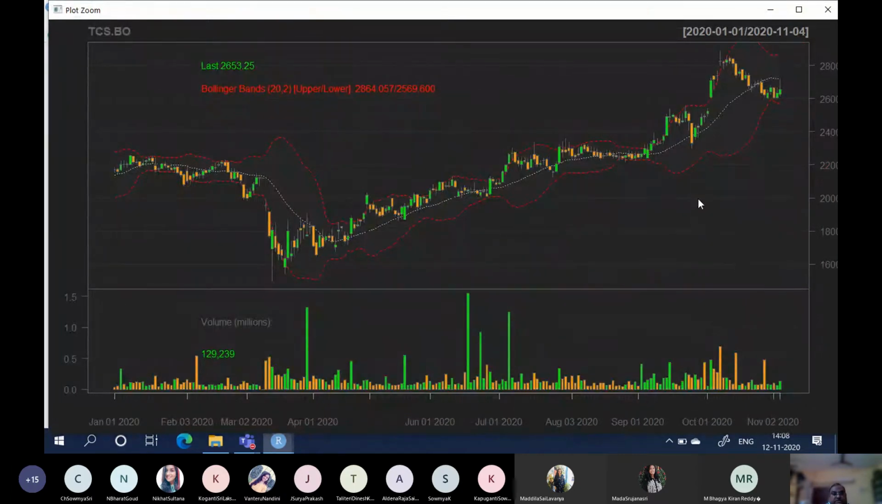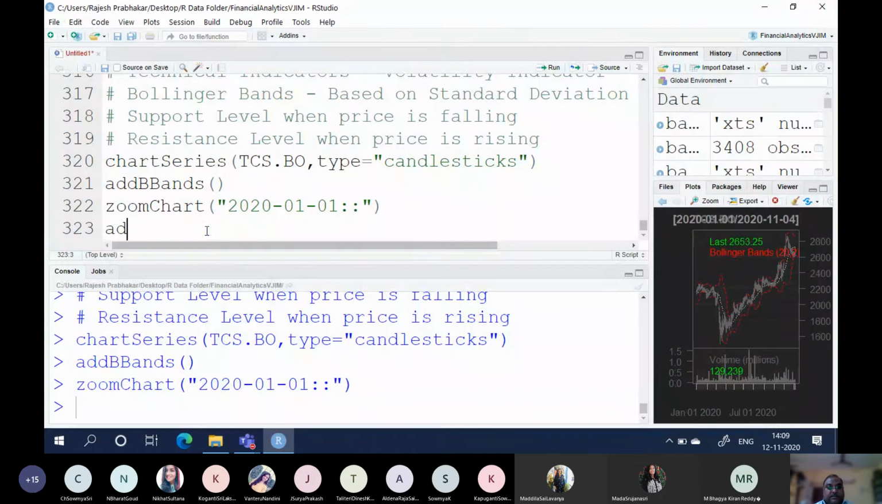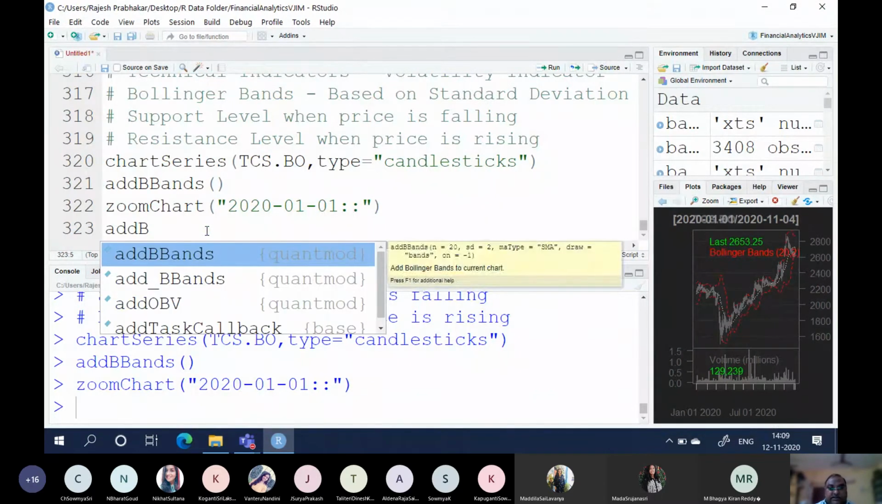So based on the standard deviations, 20,2 upper and lower bands. The upper band is around 2864 and the lower band is around 2569. So it acts as support and resistance levels. The white line is the moving average line. Bollinger Bands are very important and are used by many traders. The standard deviation is fixed at 2, and the moving average is a simple moving average.